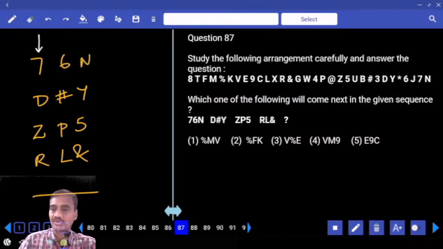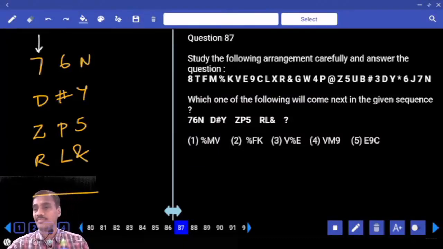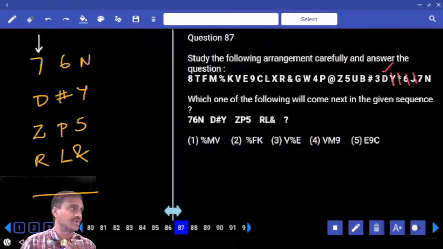7 to D. How many elements we are moving forward? 7 and D. Now 1, 2, 3, 4, 5. Plus 5 or minus 5? We are going backwards and it must be minus 5.